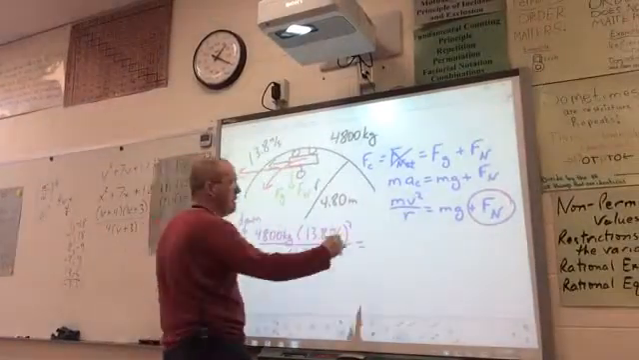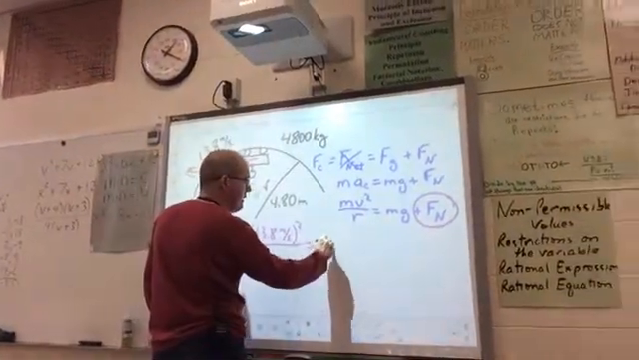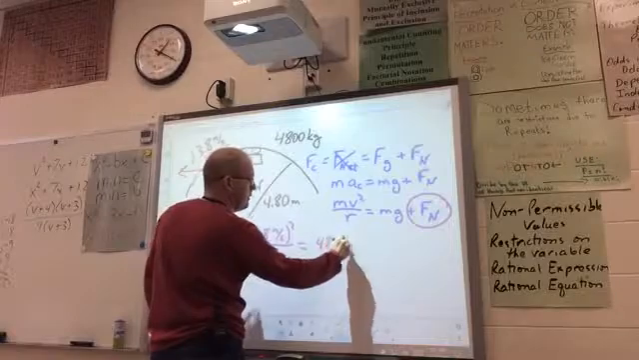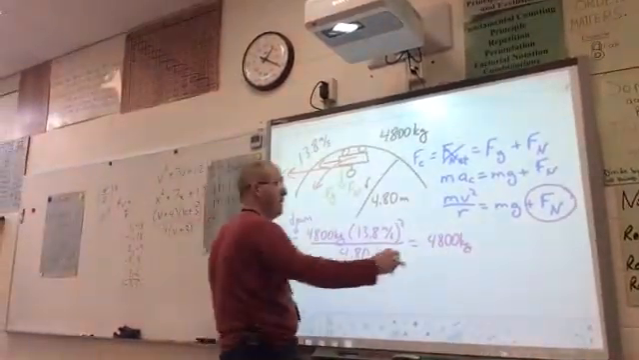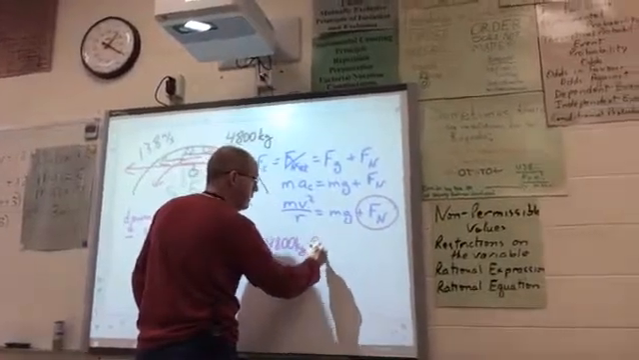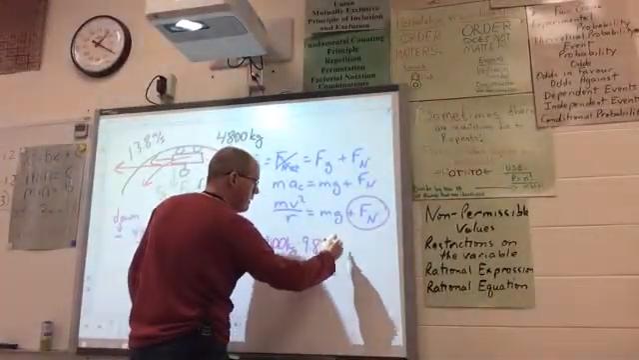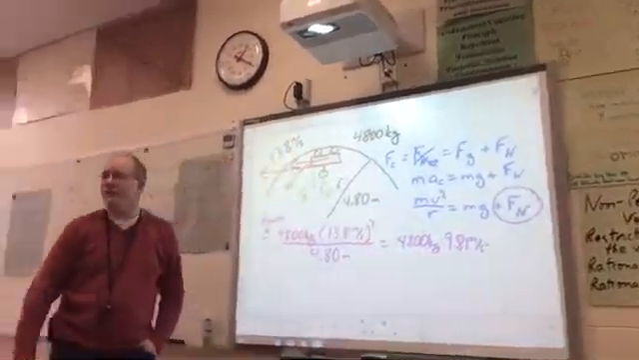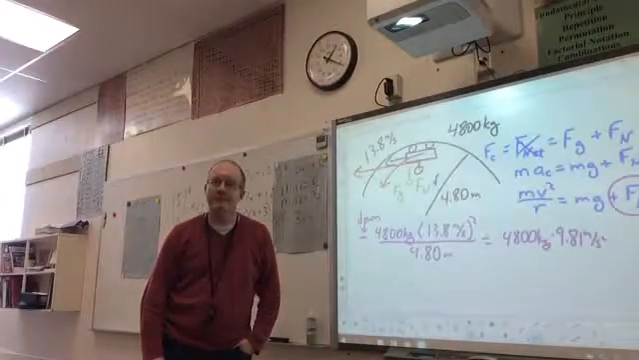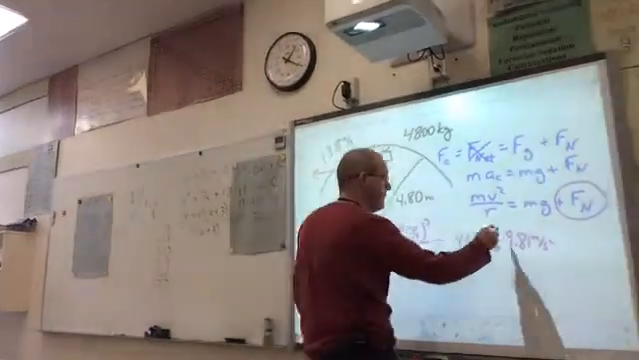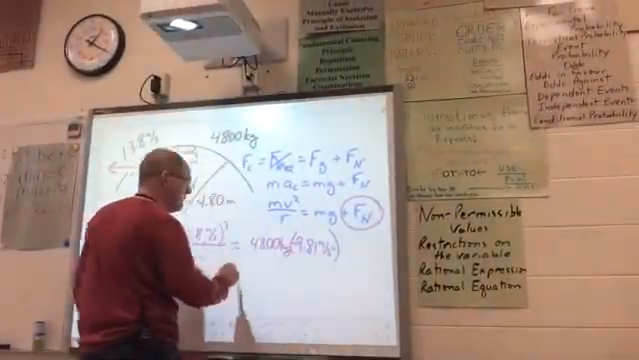Now, mg is 4,800 times 9.81 and... that was a crappy move on my part. Anyway. Now, which way is acceleration due to gravity? Down. Thank you. That should be minus.